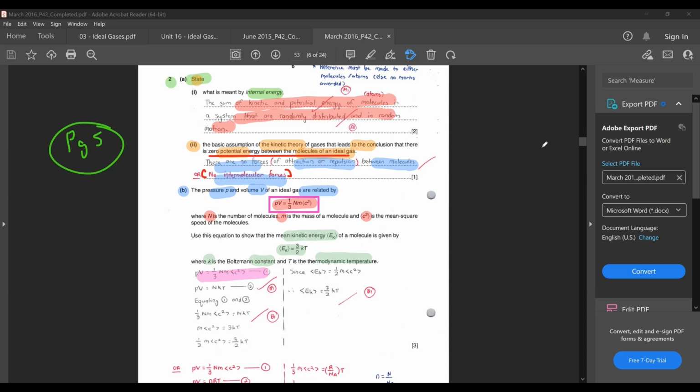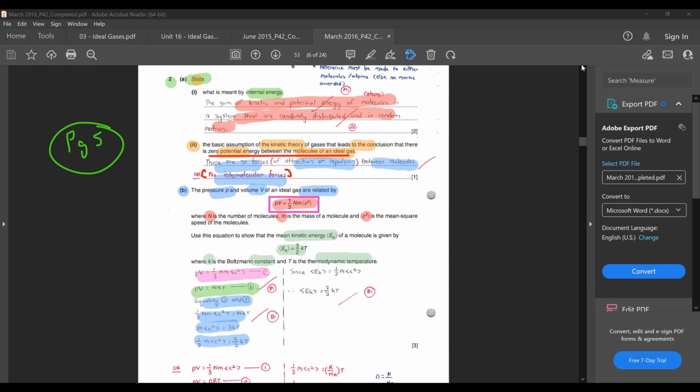The second equation is PV equals NkT. So if you follow the derivation that I did in the notes, you equate 1 and 2, and eventually you'll get half mc squared equals 3 over 2 kT. Now this one is not yet the end.